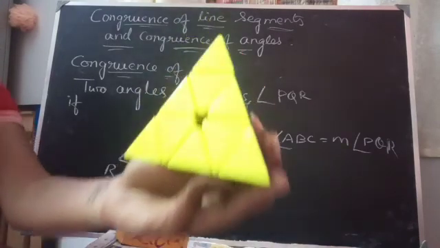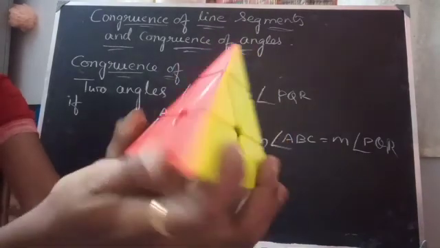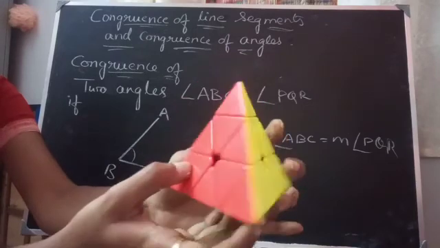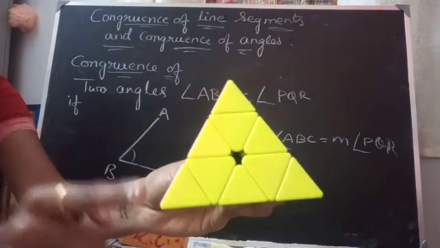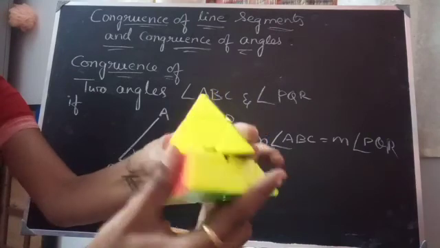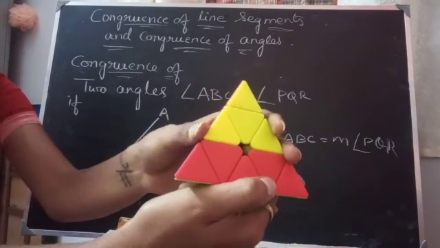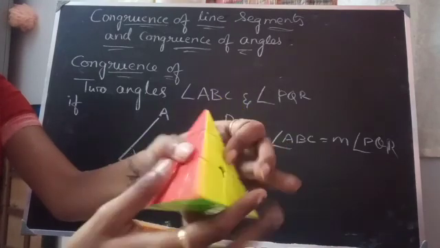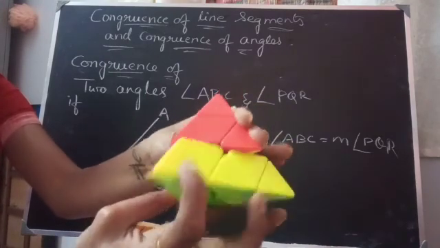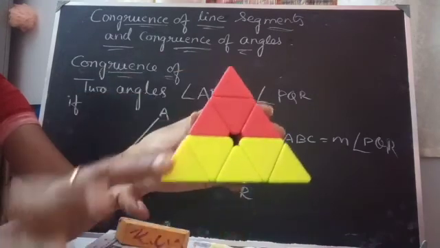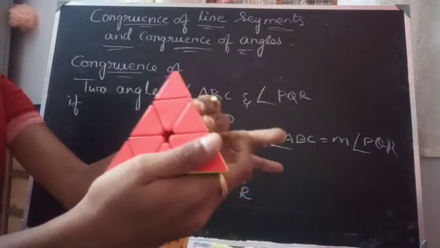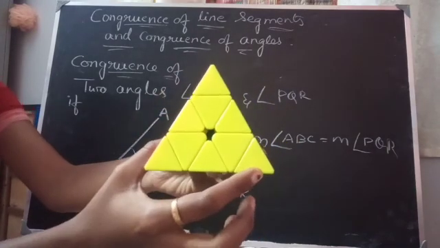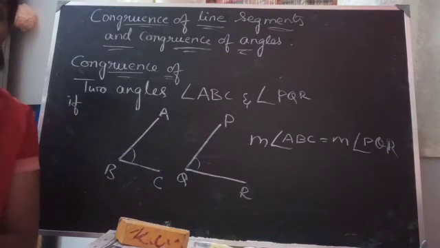You can notice clearly the measure of angle ABC equals the measure of angle PQR. If you want you can check it. The angle will not change, it is the same angle. So you can say that these two angles are congruent. Got it? So this is all for now.